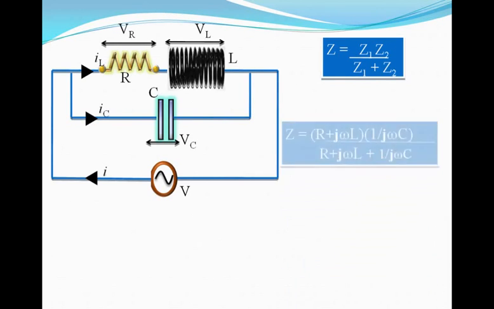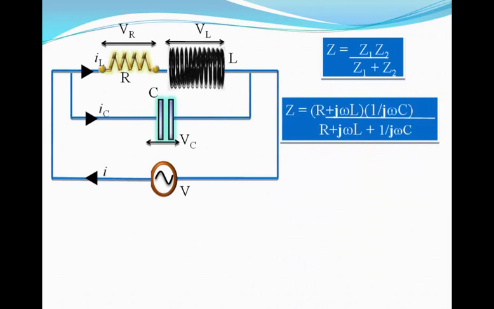So there you go. As you can see, Z1 is R plus j omega L, isn't it? And Z2 is 1 by j omega C, isn't it? And you can substitute Z1 and Z2 by these expressions. As you can see, the denominator is Z1 plus Z2. So the denominator becomes R plus j omega L plus 1 by j omega C. Understood?